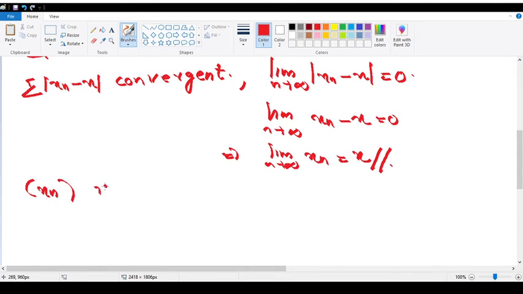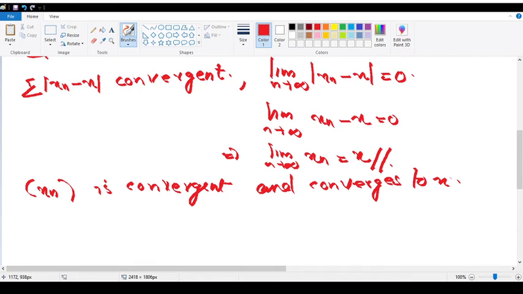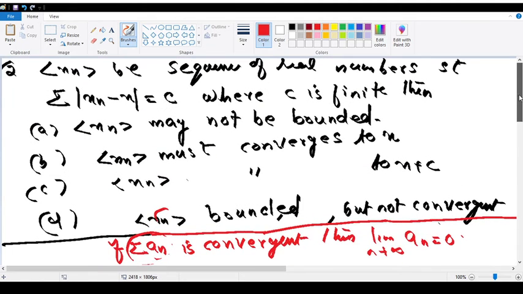So sequence xn is convergent and converges to x. So which option is right? Convergent sequence, so xn should be bounded. So first option false. Xn converges to x, second option true. Third option false. Xn bounded but not convergent, that also false. So second option is true. Okay.